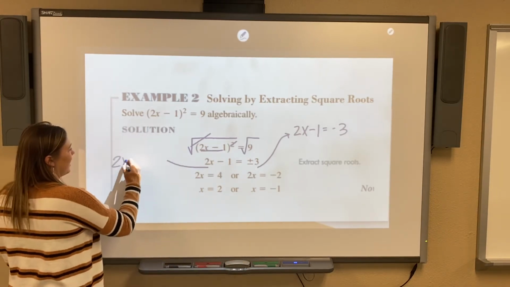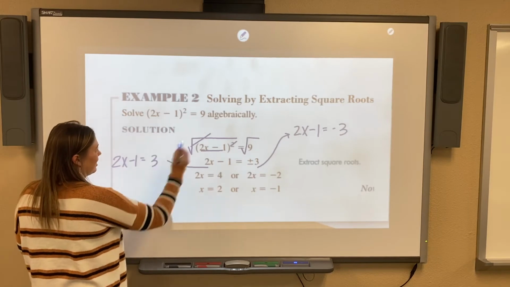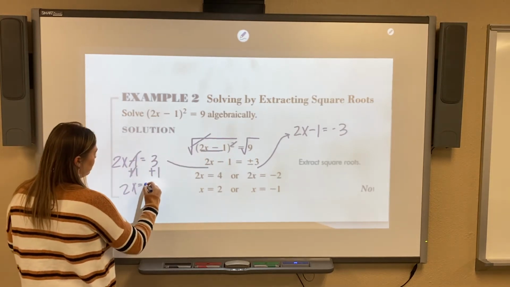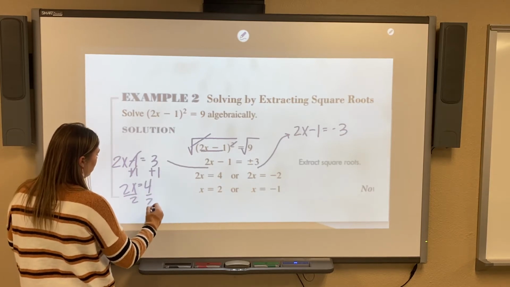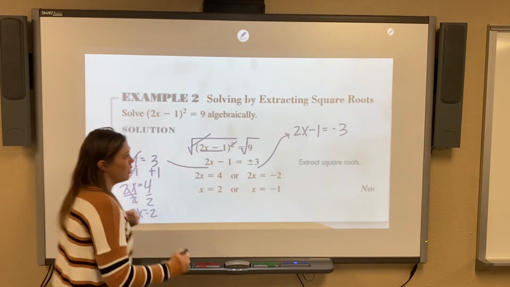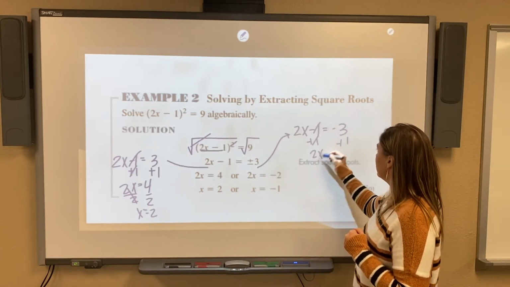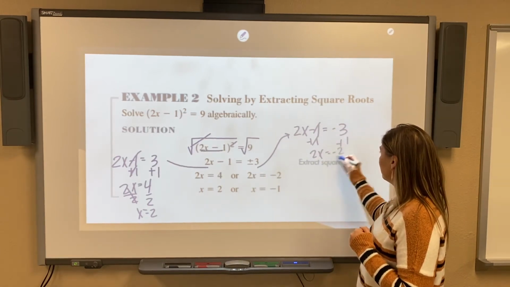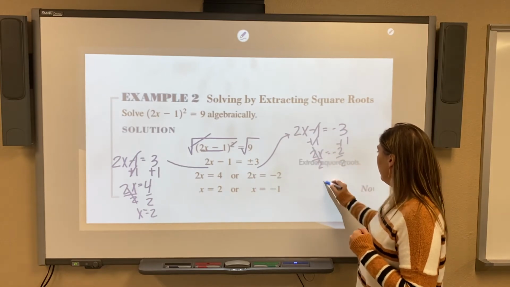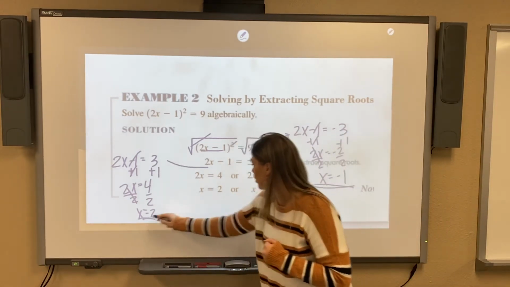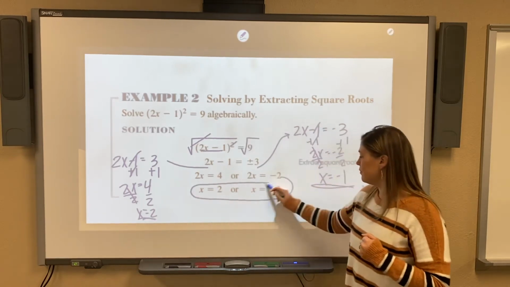Okay, so 2x minus 1 equals a positive 3 and a negative 3. Add 1. There we go. 2x is equal to 4. Divide by 2. X equals 2. Then over here we add 1. 2x equals negative 3 plus 1, which would be a negative 2. Divide by 2. X equals a negative 1. So x equals negative 1, x equals 2, and that's what they got.